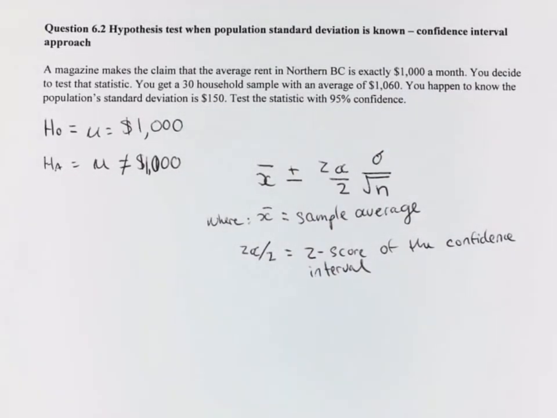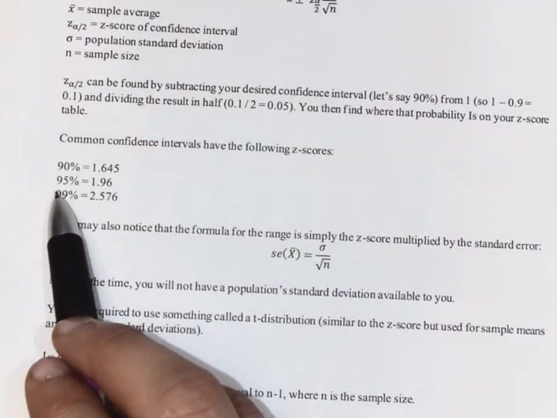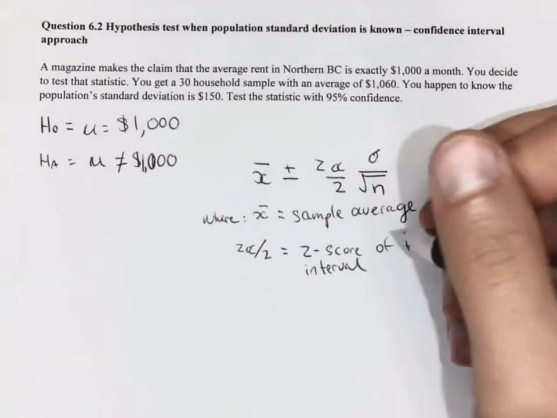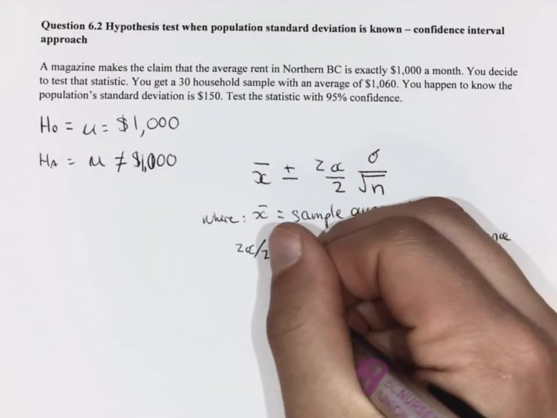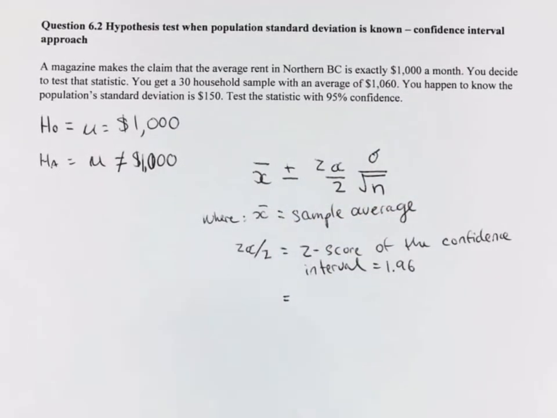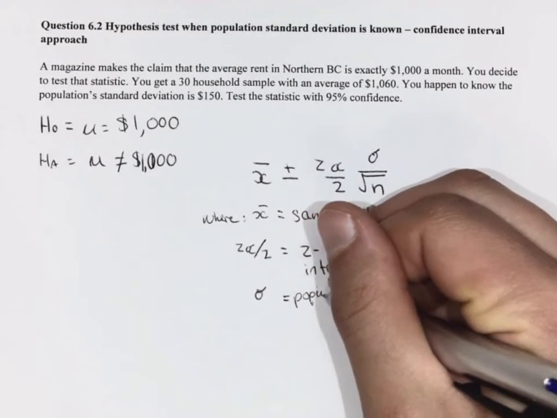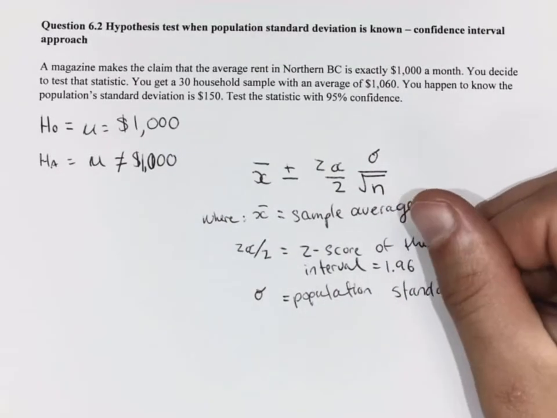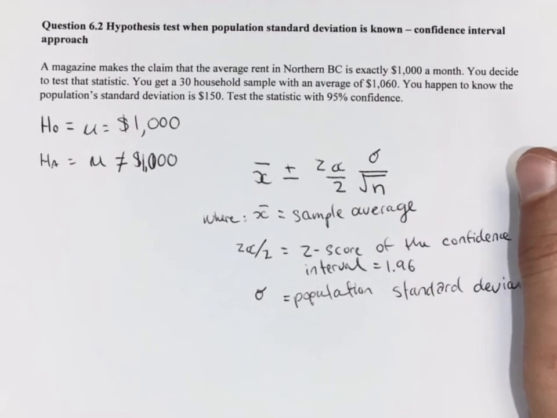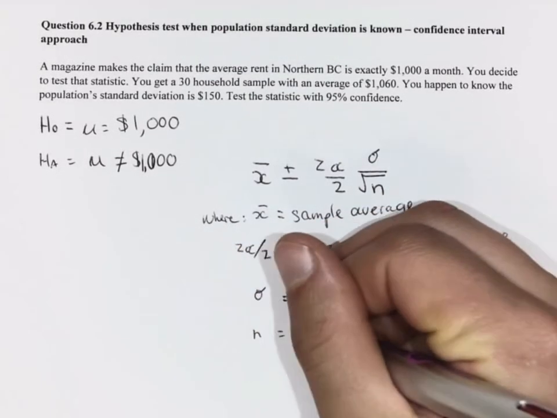Now in this case, this is a common confidence interval, 95%. If we have a look at our formula sheet, we will see that 95% is 1.96. Our standard deviation is our population standard deviation. And n is equal to our sample size.